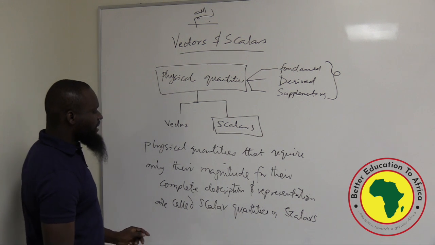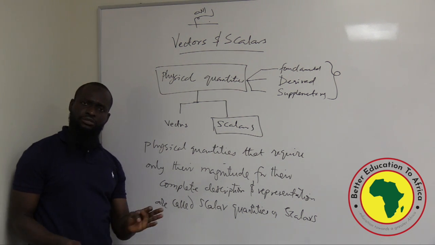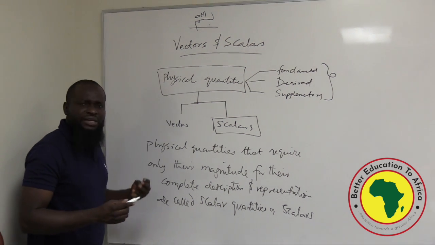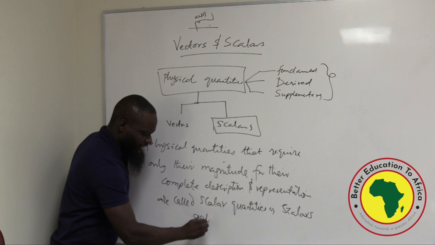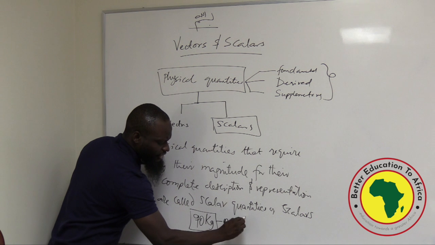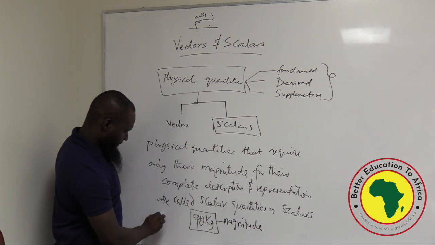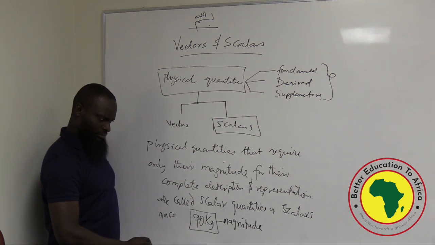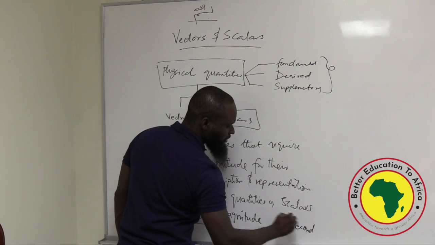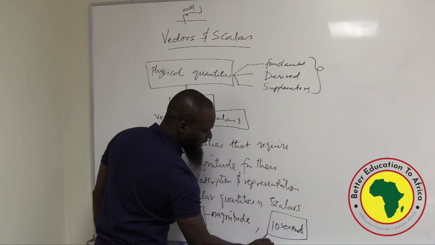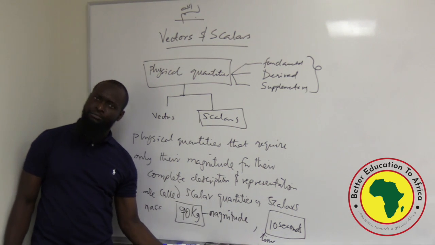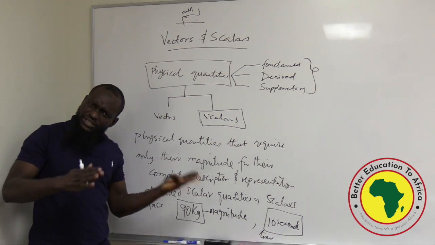A scalar quantity does not need direction, just magnitude, like mass. I have a mass of maybe 90 kilograms. Just that number is called the magnitude, and that magnitude is enough to define mass. So mass is a scalar. Time, I walked for 10 seconds. This quantity, time, is a scalar. I don't need to tell you where I walked to for you to understand that time. So only the magnitude is enough to define them.